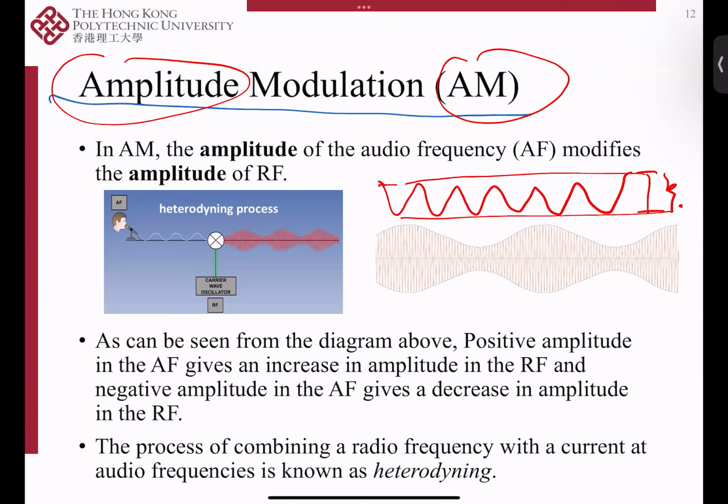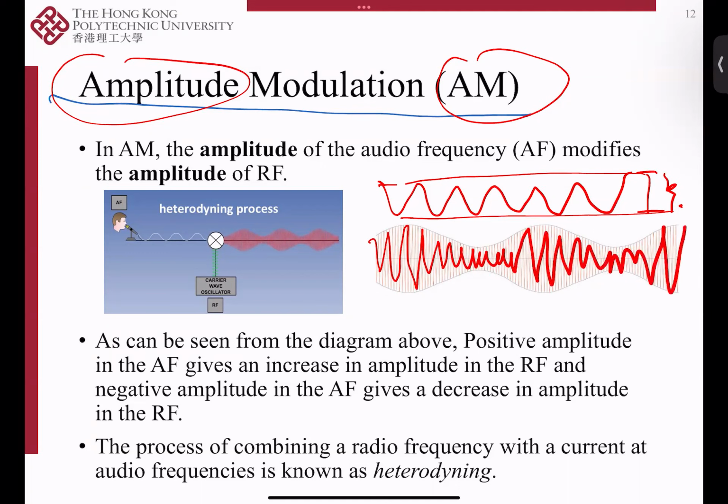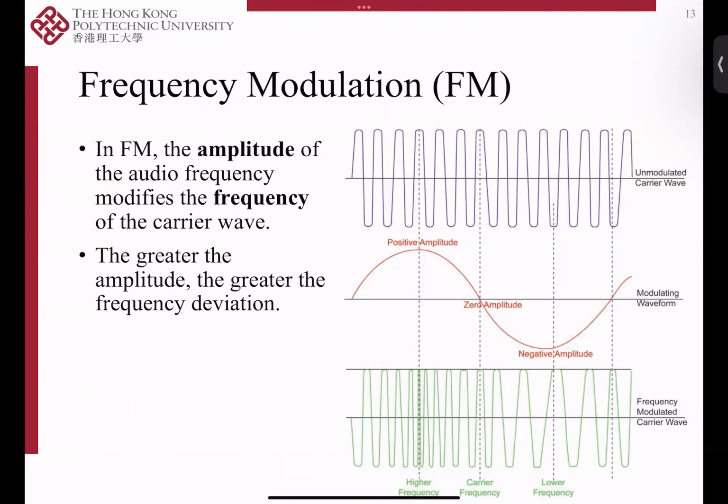If you include some information, your amplitude keeps changing. Here it is larger, and smaller, and larger, right? So your amplitude keeps changing. That means you have already modulated something in here. Your signal is a bit different and it contains something. So that's the amplitude modulation. And another one is frequency modulation.